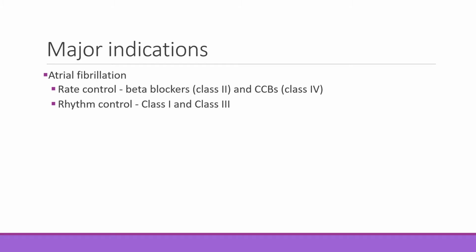The only major indication I included here for antiarrhythmics was for AFib. Obviously, there are other antiarrhythmic agents that are available, and those are used in ventricular arrhythmias, but for AFib, we're focusing really on rate control and rhythm control. So rate control agents that are technically antiarrhythmics as well are the beta blockers in class 2 and calcium channel blockers in class 4. And for rhythm control, you'll see amiodarone and sotalol used, which are class 3 agents.